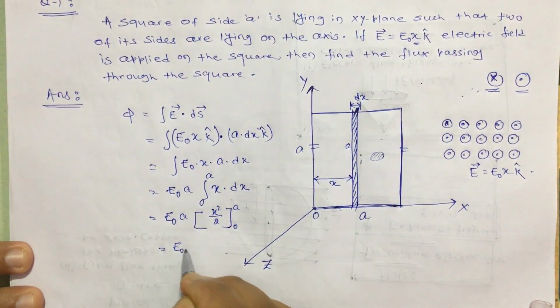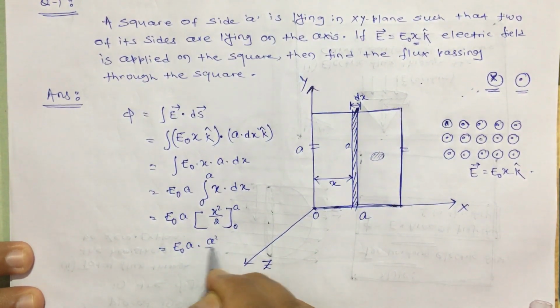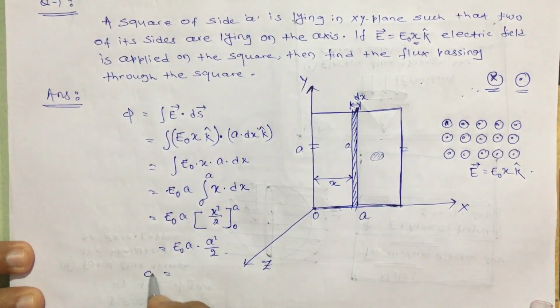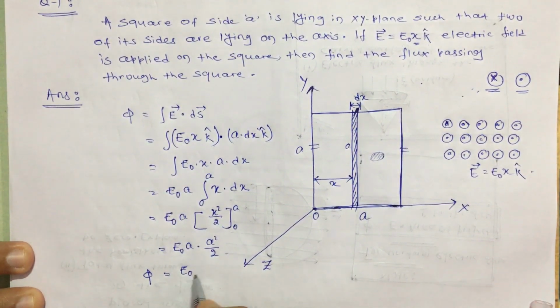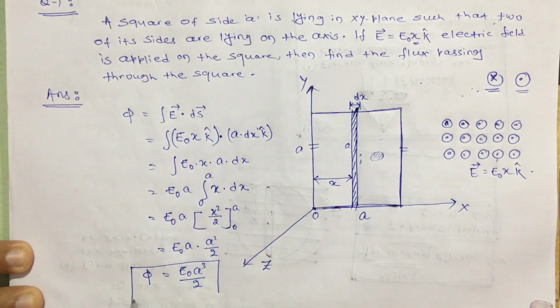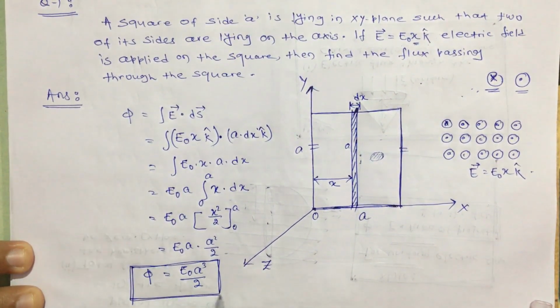So it will be E naught into A into A square by 2, or I can write the flux will be equal to E naught into A cube by 2. This is the answer. Is it clear?